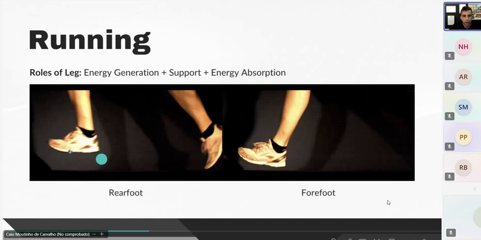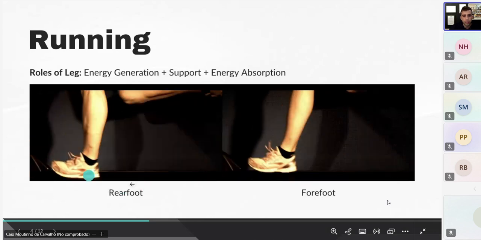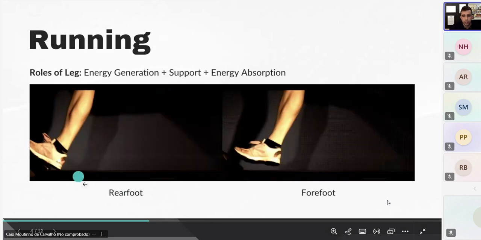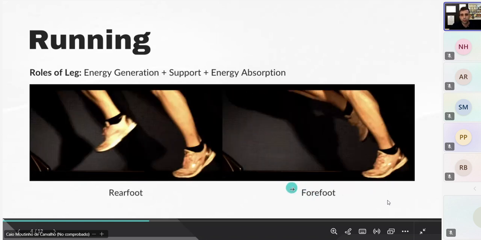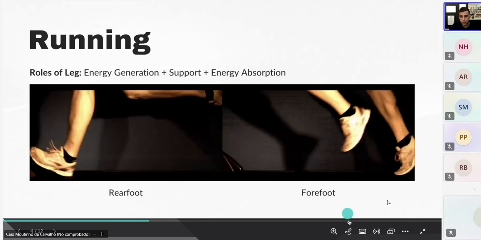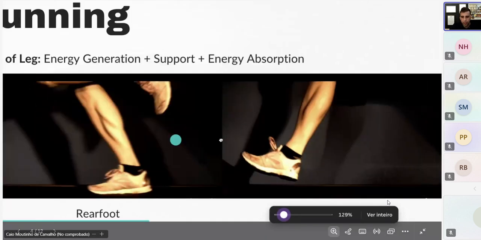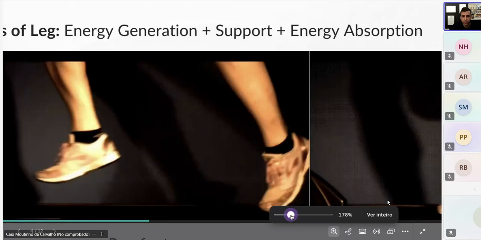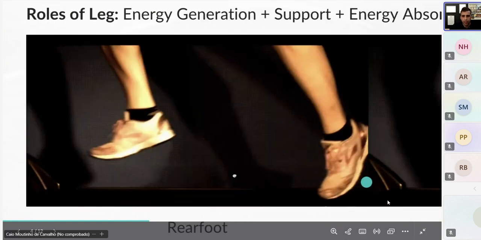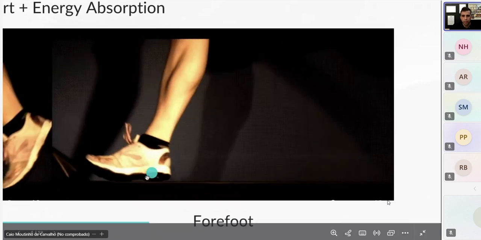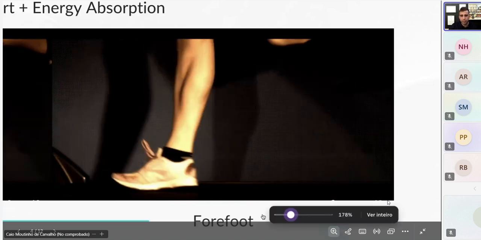So on the left side, we are seeing the landing. If we look closely, the landing goes first on the rear foot, so on the posterior part of the foot, and then it goes to the front. And in the second situation, they start the running with the forefoot. With zooming we can see a little bit better. So here, the first contact is on the rear foot and then the forefoot. And in the situation on that side, first goes the forefoot and then they put the rear foot on the floor. So that's basically the main difference.